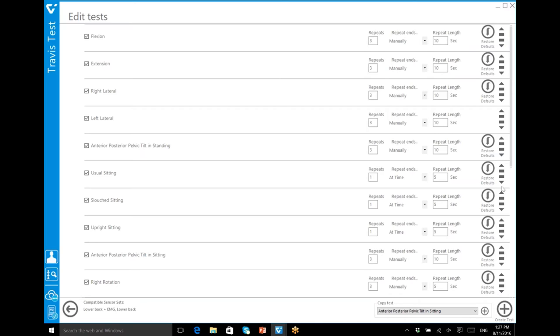Also down the bottom of the screen, you do have the ability to add extra tests. Now, don't create a new test. That's quite complicated, and I never use that. Do you use that, Tan? Never. More easily, you just use this copy test function.